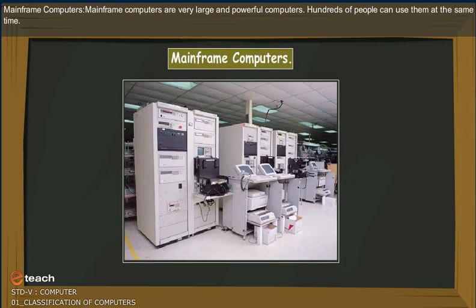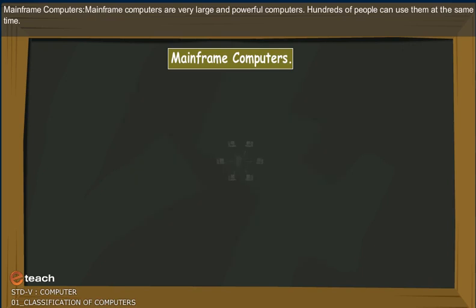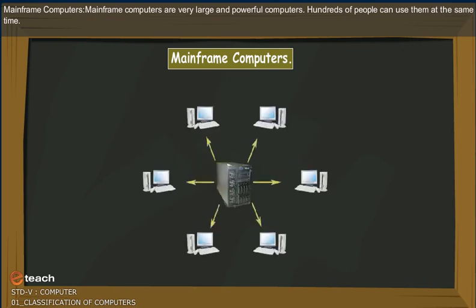Mainframe computers. Mainframe computers are very large and powerful computers. Hundreds of people can use them at the same time. They work at great speed and can handle a lot of data. Examples of mainframe computers are VAX 8842 and CDC 6600.